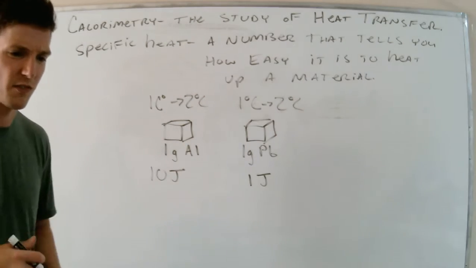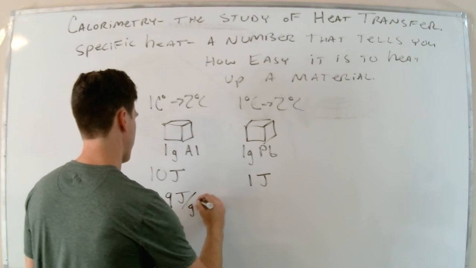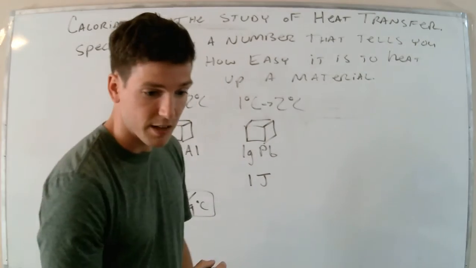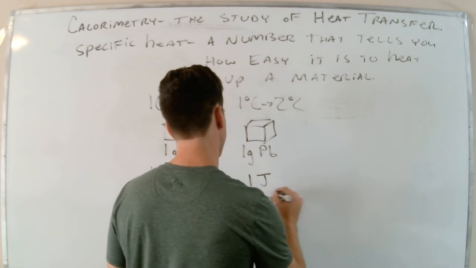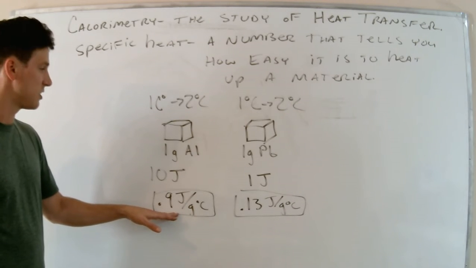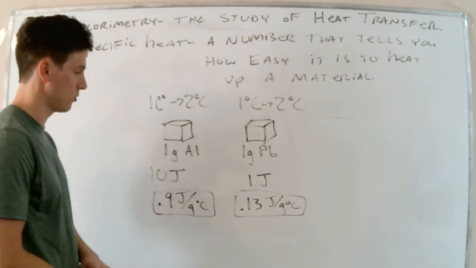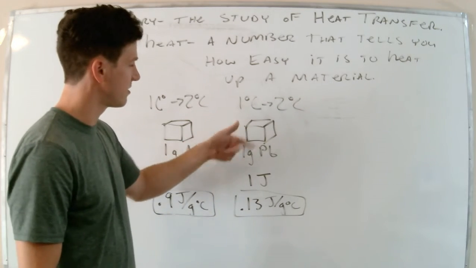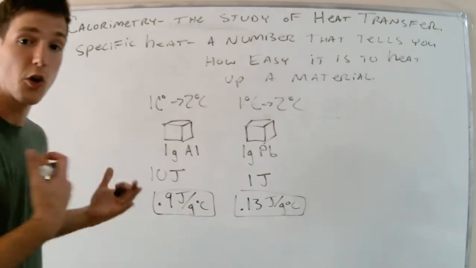So aluminum's specific heat in real life is actually 0.9 joules per gram degrees Celsius. And lead's specific heat is typically 0.13 joules per gram degrees Celsius. So it only takes 0.9 joules to heat 1 gram of aluminum 1 degree Celsius. Okay, so my 10 joules should actually be 0.9 joules. And for lead, it only takes 0.13 joules of energy to heat this 1 gram of lead by 1 degree Celsius. So this should actually be 0.13 joules, okay? So those are the specific heats.